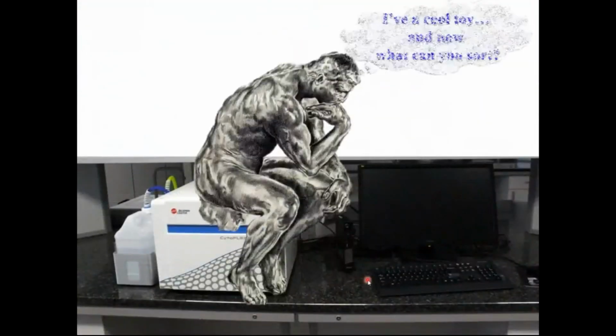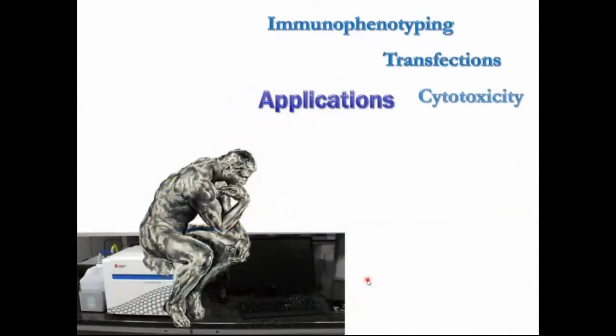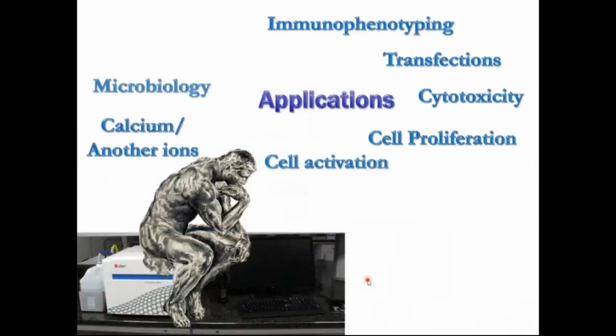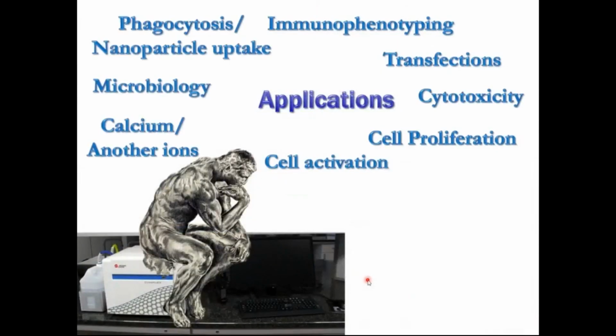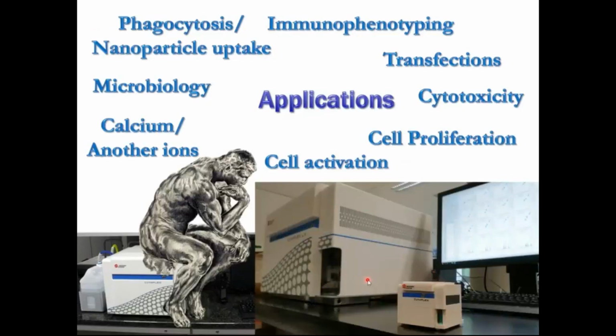Now, in terms of applications, what do you want to sort? So remember, if we can analyze anything, we can sort anything that we could see, right? So applications, open your mind. Transfection, cytotoxicity, cell proliferation, cell activation, calcium, microbiology, phagocytic assays, whatever you think that you want to sort, we can sort, okay? Even we can go for the nano sorting, and we will go into those details in a few minutes, okay?